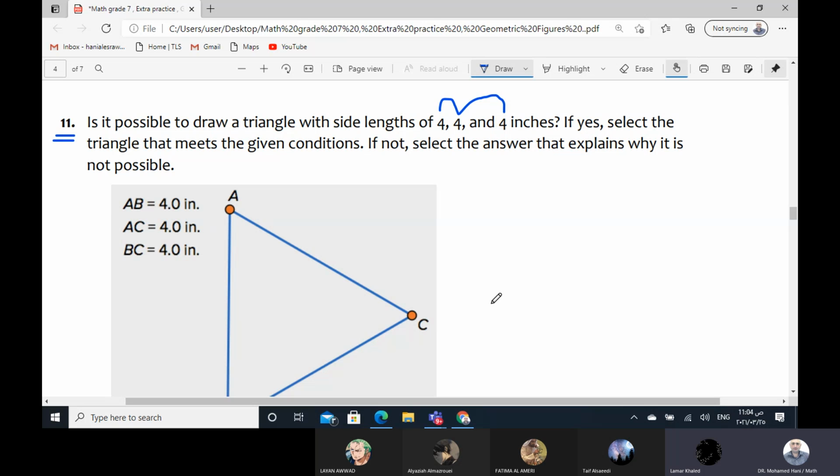Maybe not possible. Why? Because all the sides are equal, but in a triangle, two sides must be equal and one side shouldn't be equal. But we have an equilateral triangle, which includes equal sides. So we can create a triangle including 3 equal sides, like an equilateral triangle.